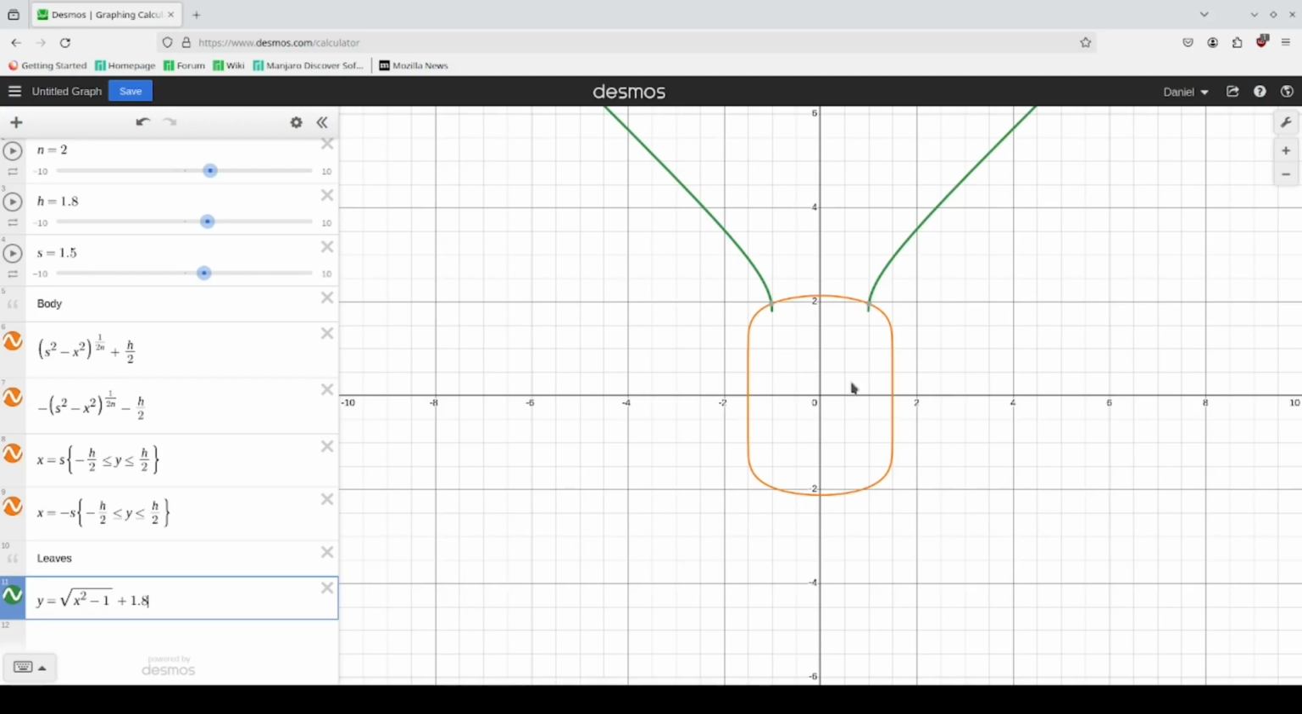Plus 1.8. All right. I like these lines to be a little closer together. At the same time, I do like how these bottom pieces are positioned, and so we're going to compress this x value.